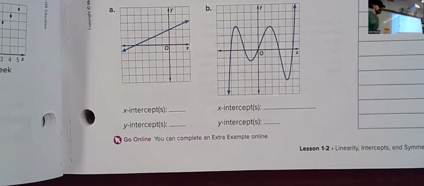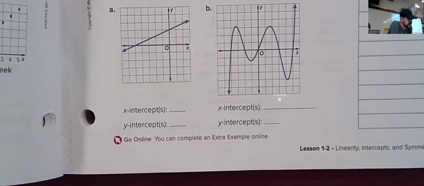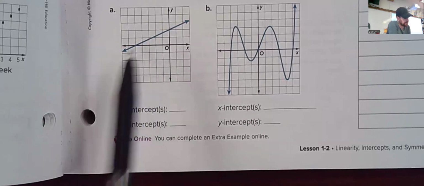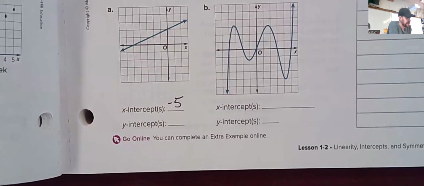All right. Let's have ourselves a look. Where does this line cross the x-axis? -5. So 1, 2, 3, 4, -5. You got it. X-intercept, -5. How about the y-intercept? 2.